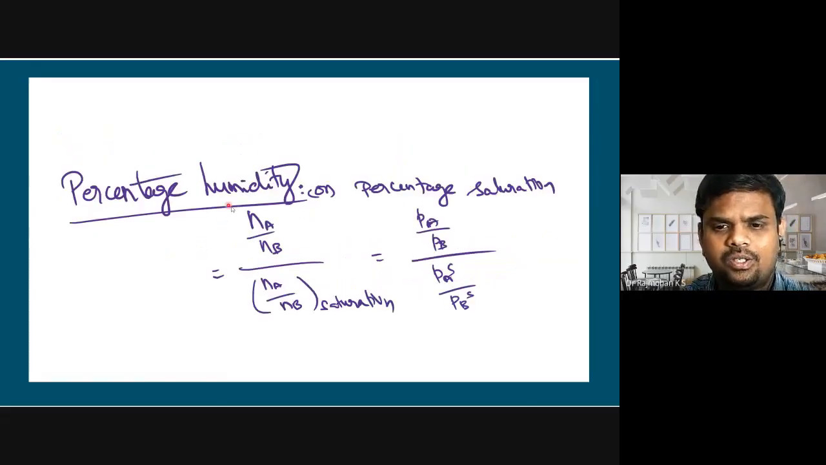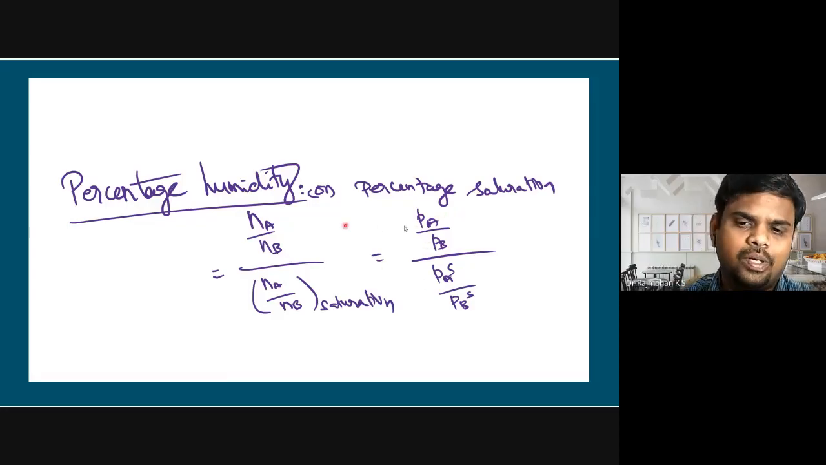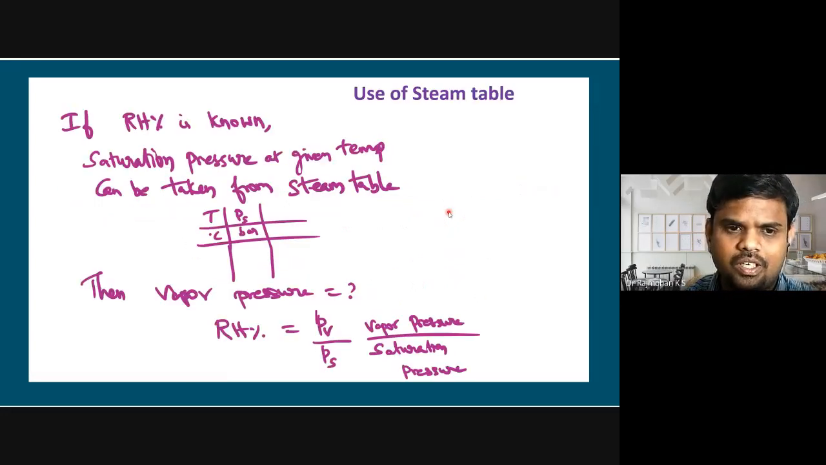What is percentage humidity or percentage saturation? So we have seen the ratio Na by Nb, and divided by Na by Nb at saturation gives us percentage humidity. This is defined and explained in the previous lecture, please go through it. So we have Pa by Pb divided by Pas by Pbs, we get percentage humidity.